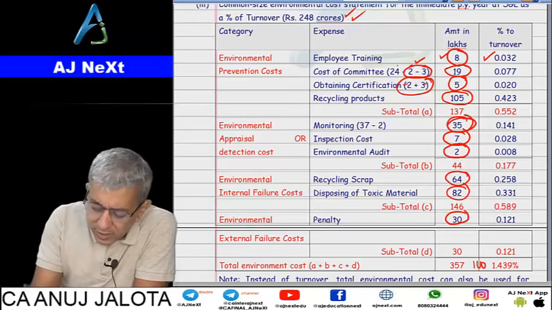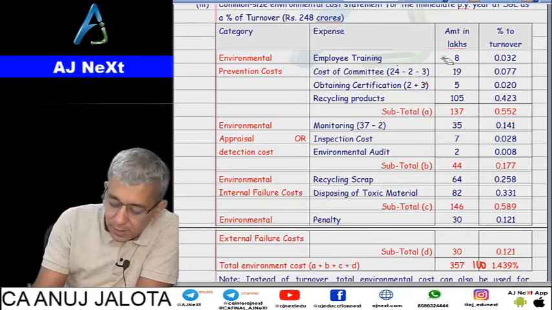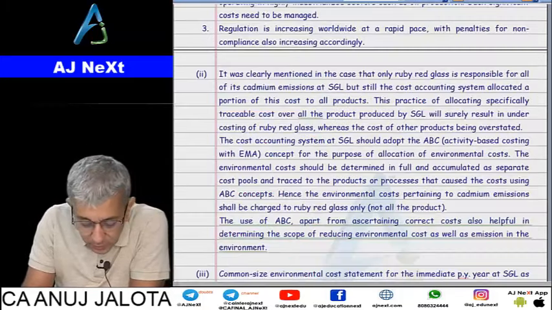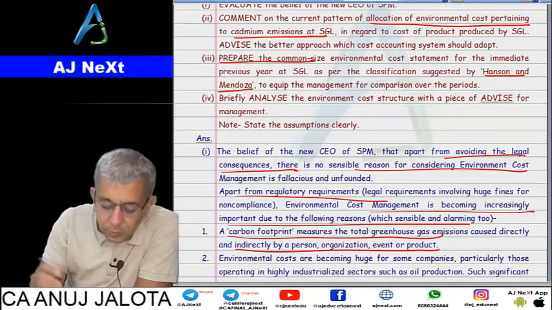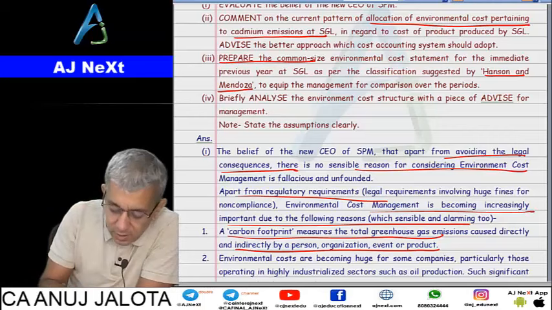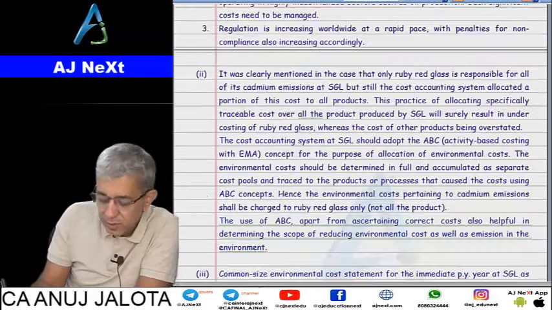So this is your statement. The statement is all prepared. Now, what is our last part? See over here, in part third, you just had to prepare a statement. We all have done that. Fourth, analyze the environmental cost structure and advise the management. Let's try to be doing that.